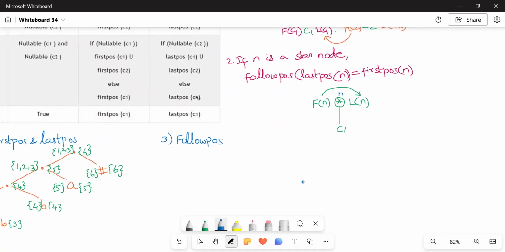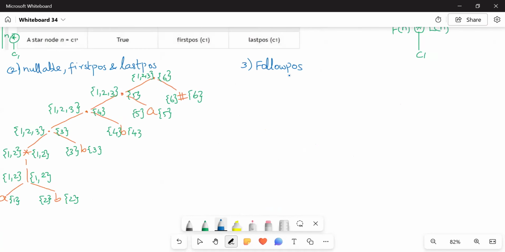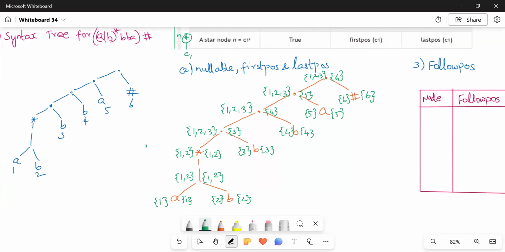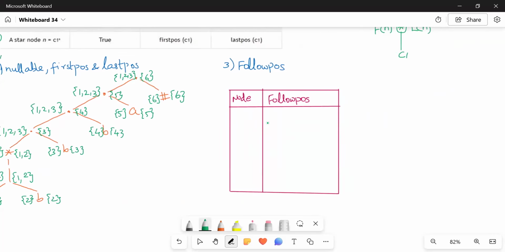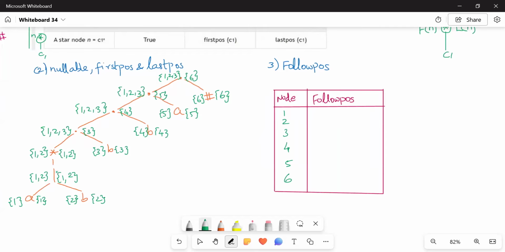So in this example also, we need to find follow position for all the nodes, all the positions. Here we have 1 to 6, so we need to find follow position for 1 to 6. So here we have 6 nodes, and we need to write all the 6 nodes here: 1, 2, 3, 4, 5 and 6. Then we need to find follow position. To find follow position, we need to consider only the star node and cat node.